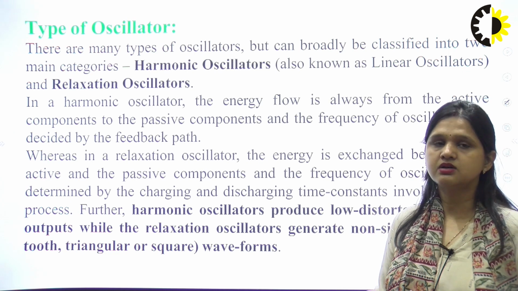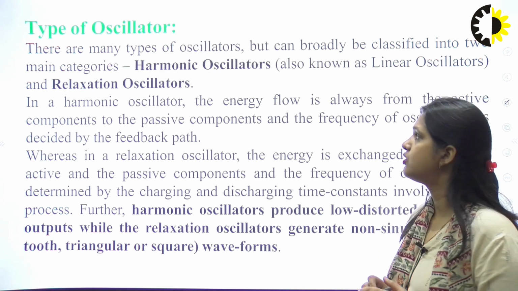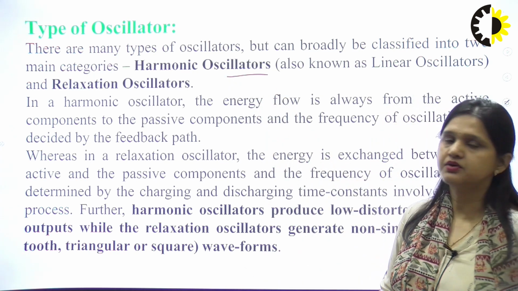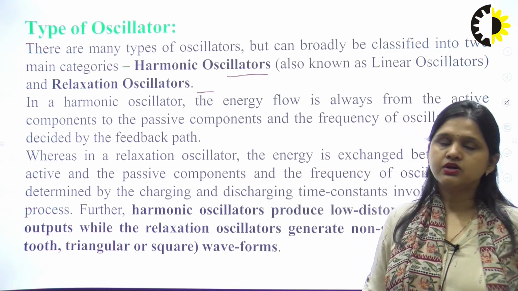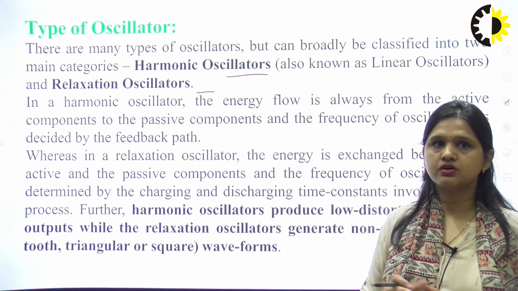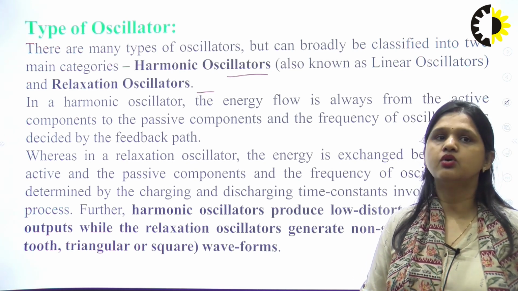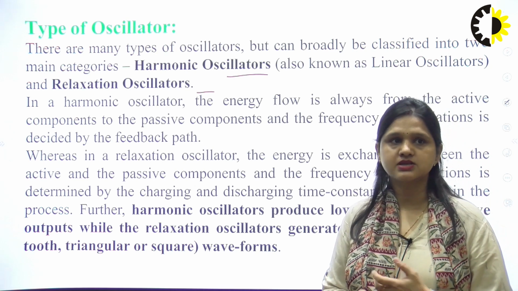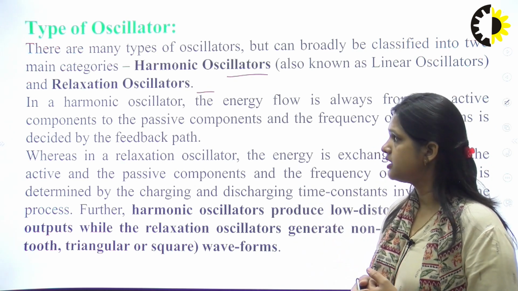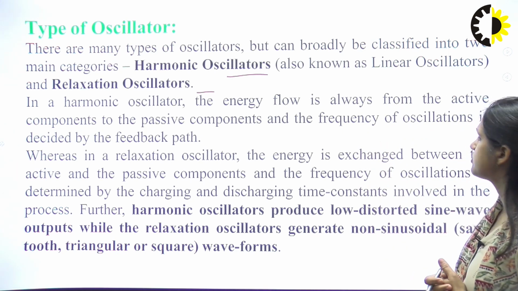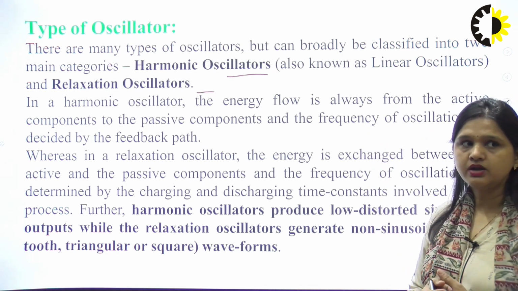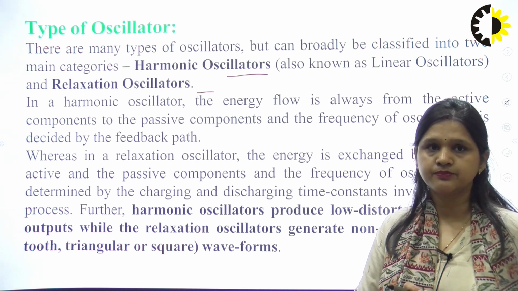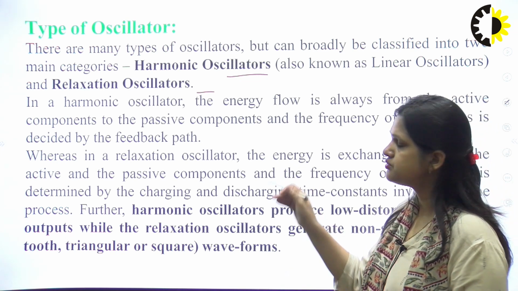Based on the feedback network used in designing the oscillator circuit, the oscillators can be categorized basically into two categories. One is the harmonic oscillator, the second is the relaxation oscillator. Harmonic oscillators are also known as linear oscillators, and relaxation oscillators are known as non-linear oscillators. Harmonic oscillators are also known as sinusoidal oscillators. Generally they are used to produce the sine wave. In a harmonic oscillator, energy flow is always from the active component to the passive component, and the frequency of oscillation is decided by the feedback path only.